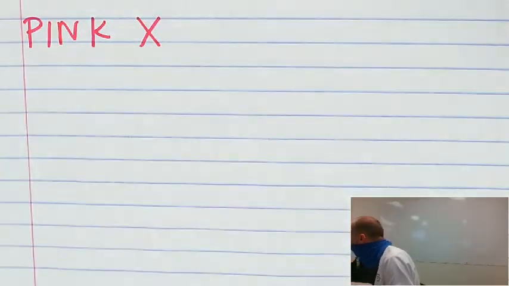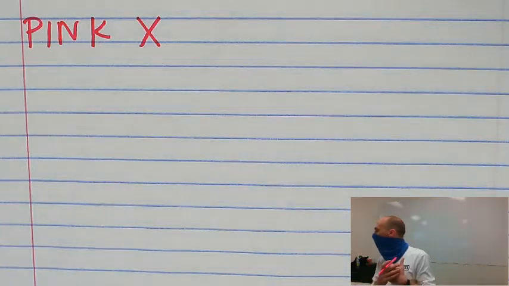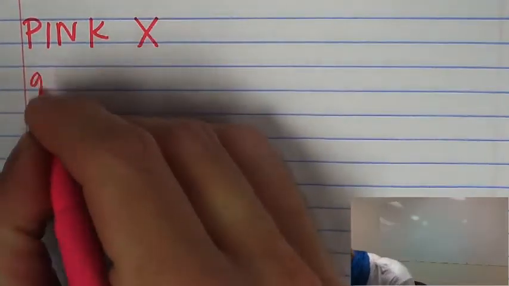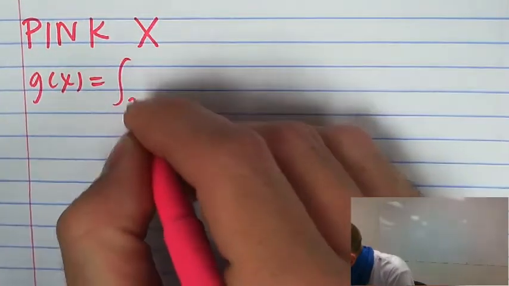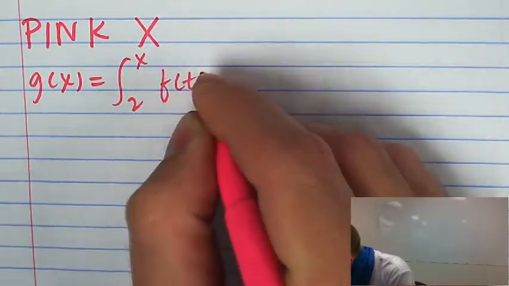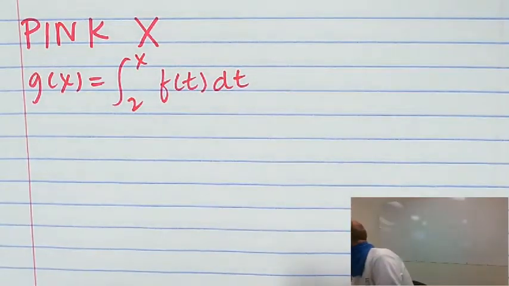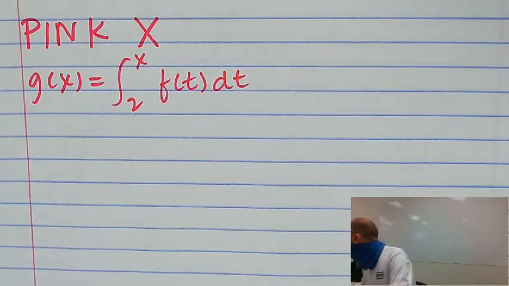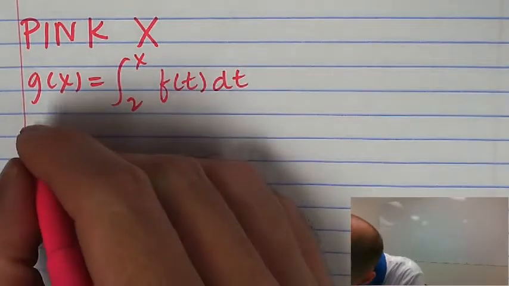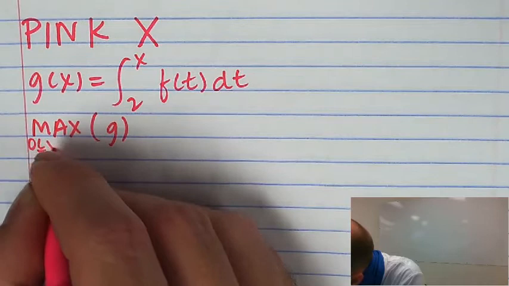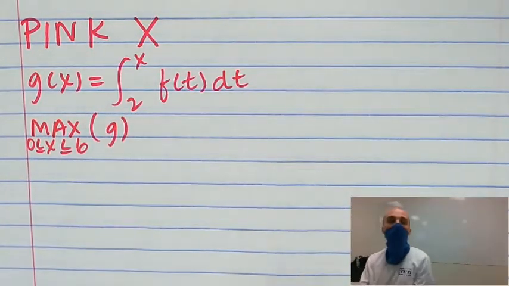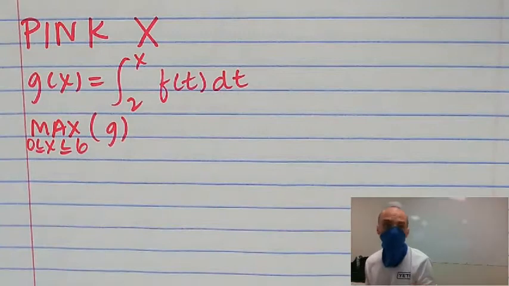All right, pink X. The graph of a function f, which consists of 3 line segments, is shown in the graph. The function f is defined on the closed interval 0 to 6. Let g of x equal the integral from 2 to x of f of t. And we want the maximum value of g for x between 0 and 6. Find the maximum of g for x in the closed interval 0 to 6. So what we're going to have to do is run the candidates test.